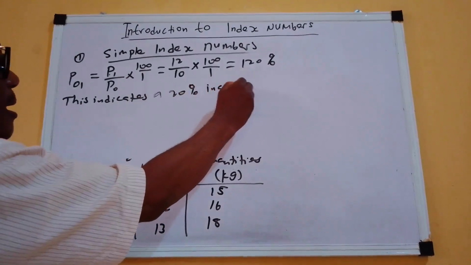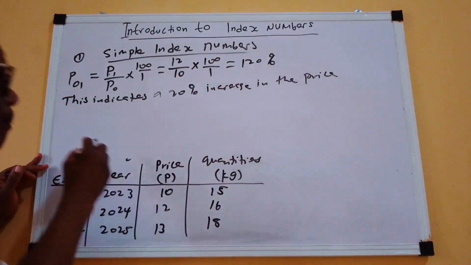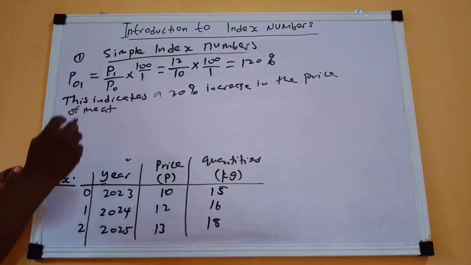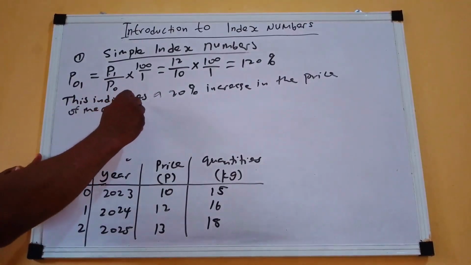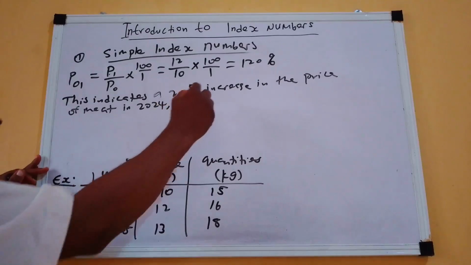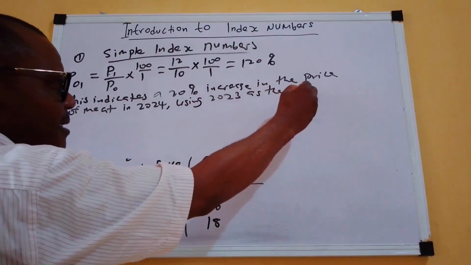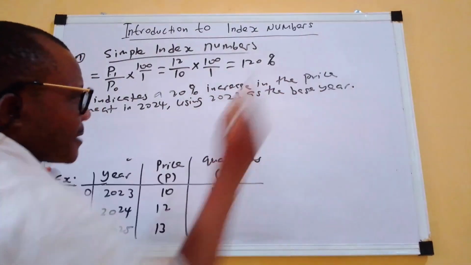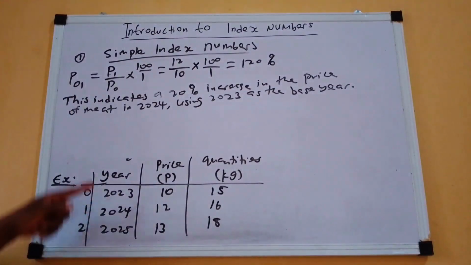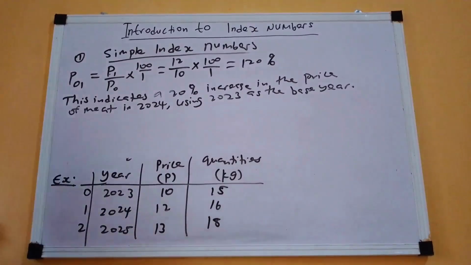increase in the price of meat in 2024, using 2023 as the base year. That is the interpretation. So 2023 is the base year, and from 2023 it has increased by 20%.